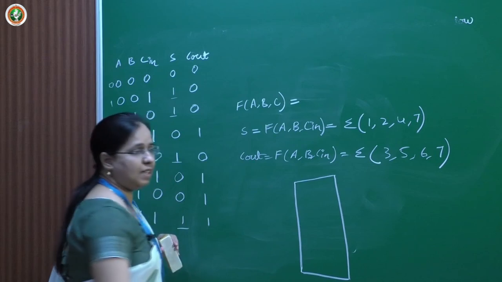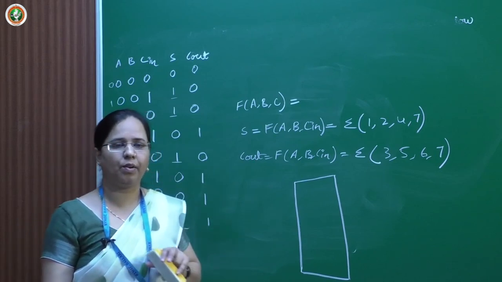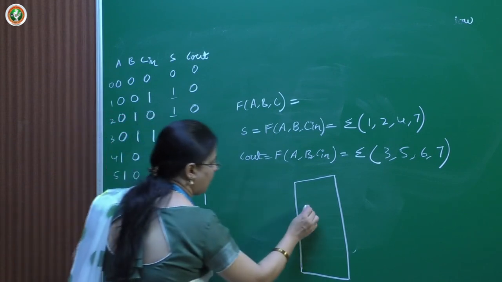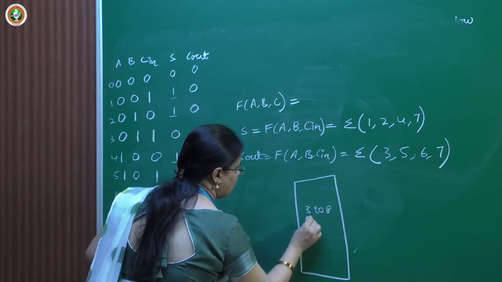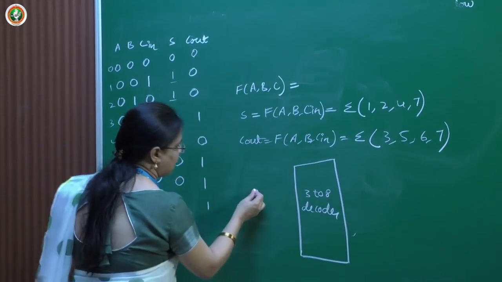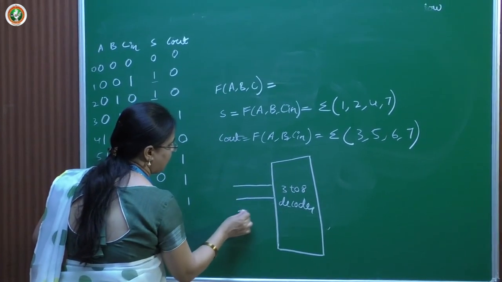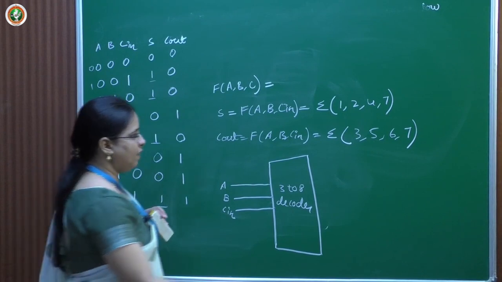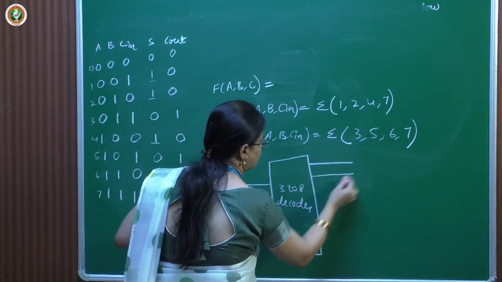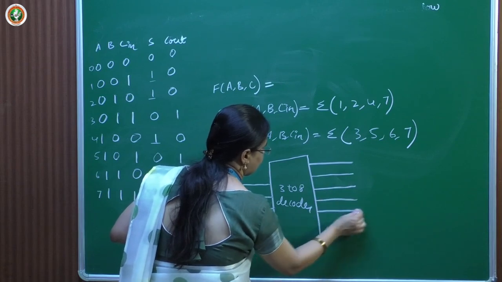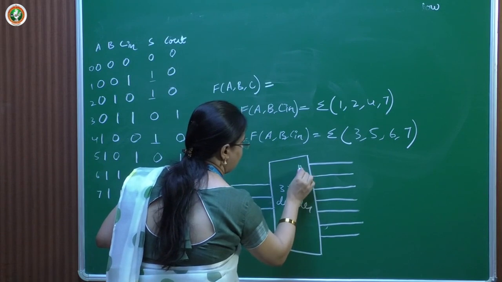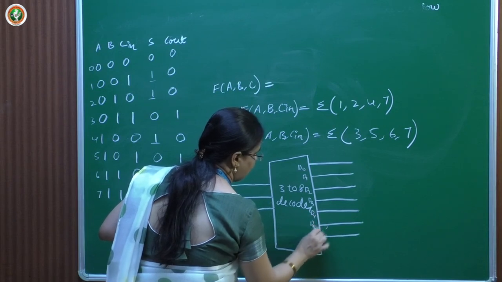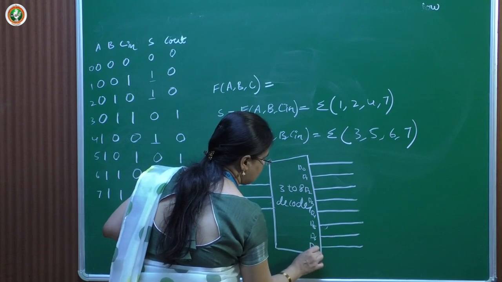So for simplicity, I am not drawing the complete logic diagram of your 3 to 8 decoder circuit. I will be representing it as a block diagram. In this block diagram, I have to tell which decoder I am using, 3 to 8 decoder. When I say 3 to 8 decoder, it will have 3 inputs. What are the inputs in our case? We have A, B and C in. Then we know that it is going to generate 8 outputs. So write 8 outputs: D0, D1, D2, D3, D4, D5, D6 and the last one is D7.